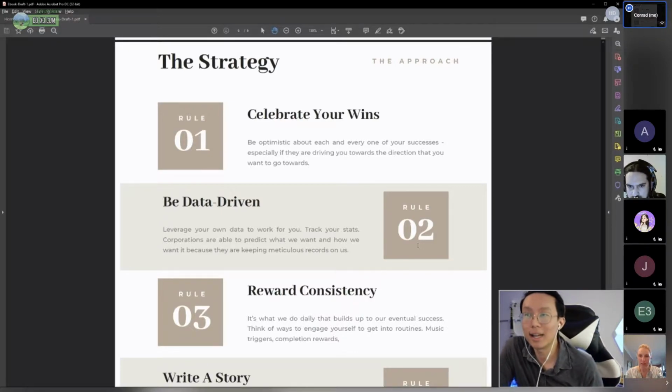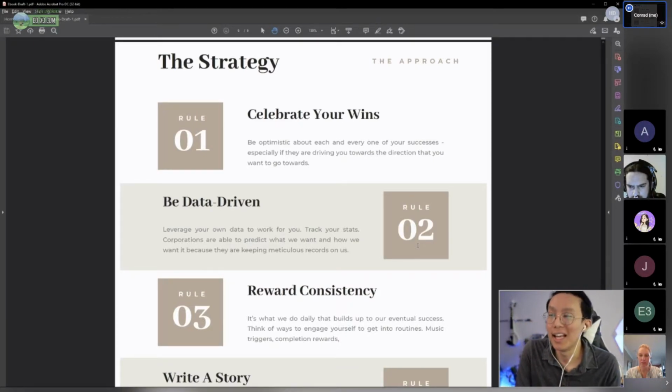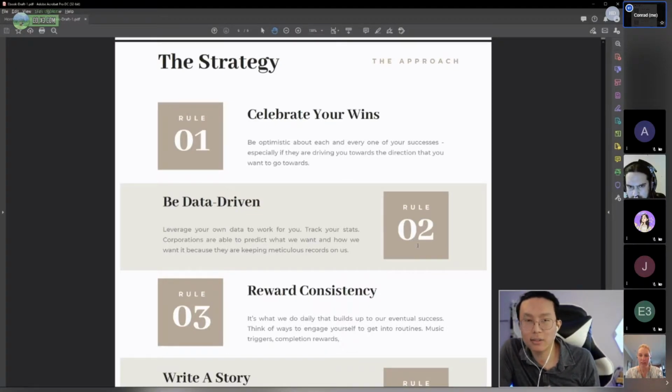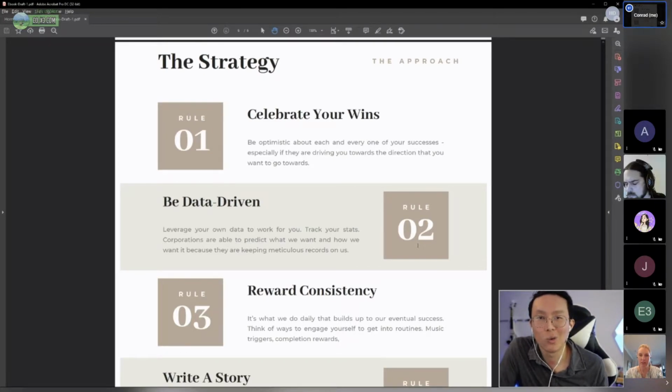And the idea behind this is, I want you to be optimistic about each and every one of your successes, especially if they're driving you towards a direction that you want to go towards. The reason why I say this is twofold. The first thing is, a lot of us don't respect our wins. And I say that in the kindest way possible. What I mean is that a lot of times when we accomplish something, we don't acknowledge it. We don't believe that we did something of value. We don't believe that it's something worth celebrating, because, hey, look, it's just something that I did.